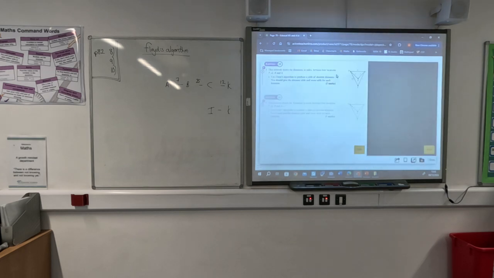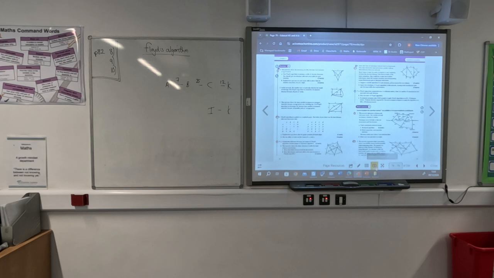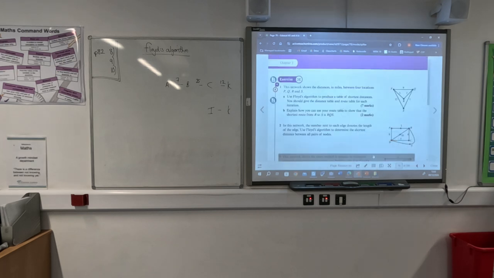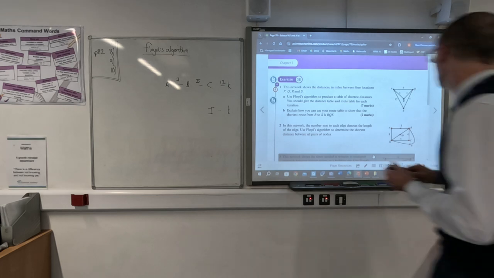Right, so we're going to use, let's get it bigger. Right, so we're going to use Floyd's algorithm on this network, okay? And the good news is that I've given you the template to do this, which is here, exercise 3E, question 1. So let me do a quick sketch of the network over here.